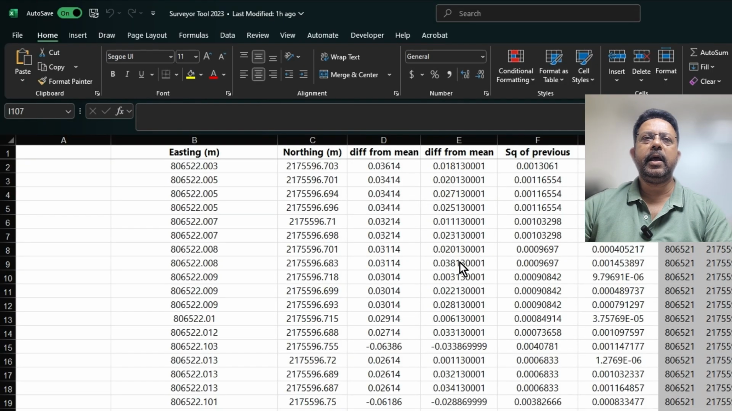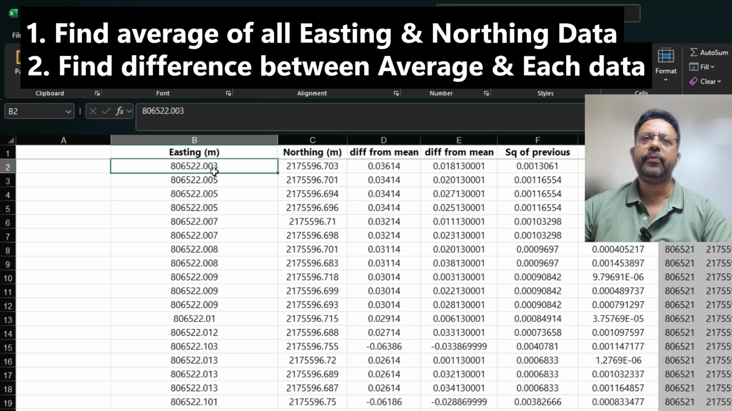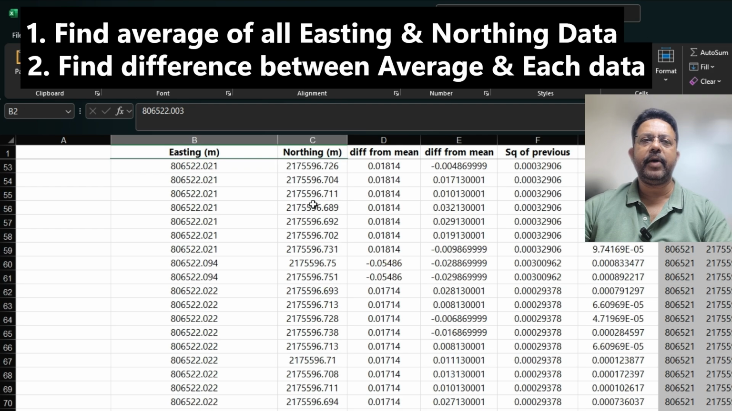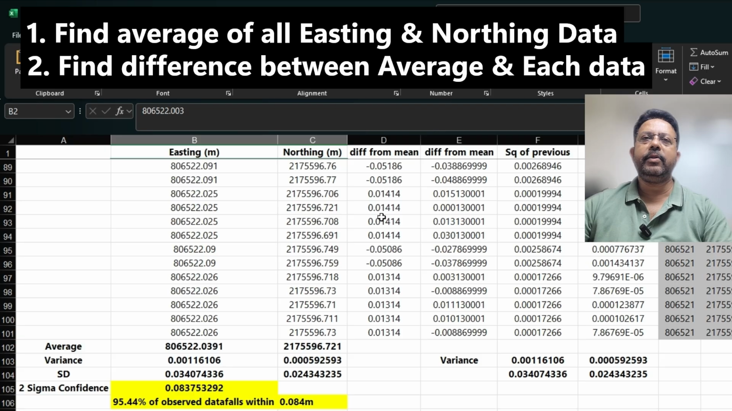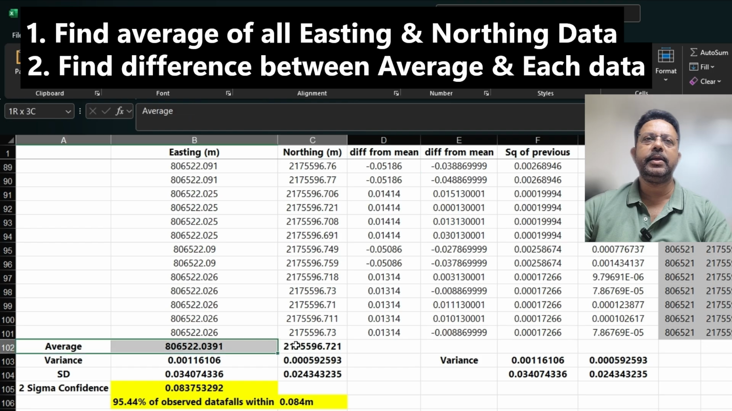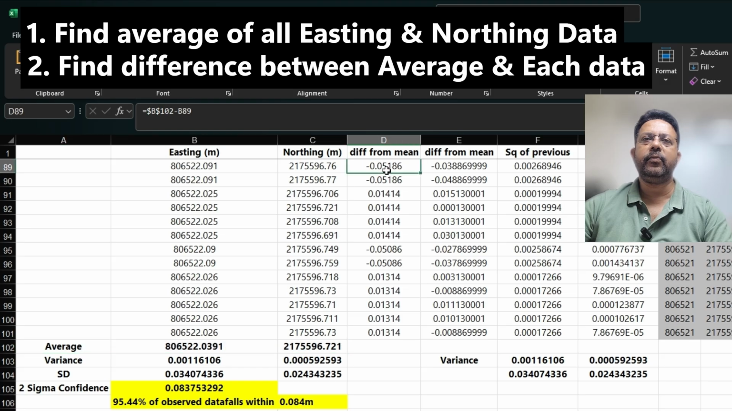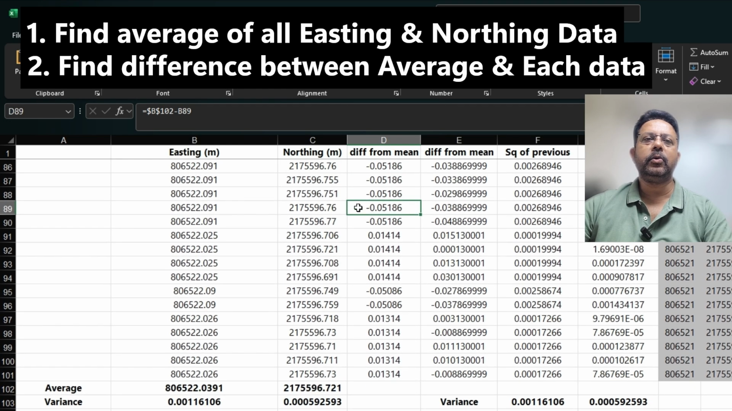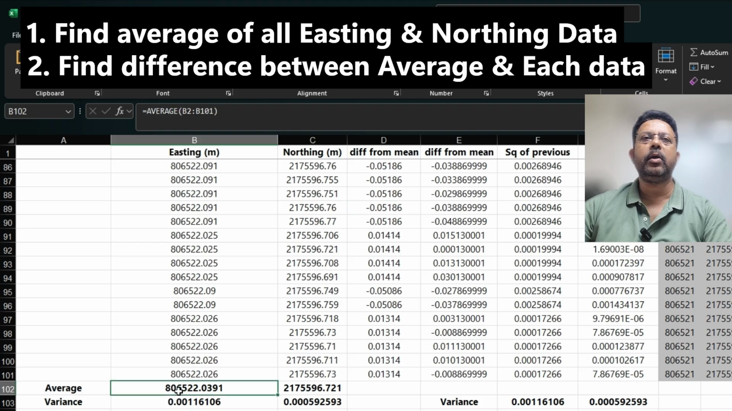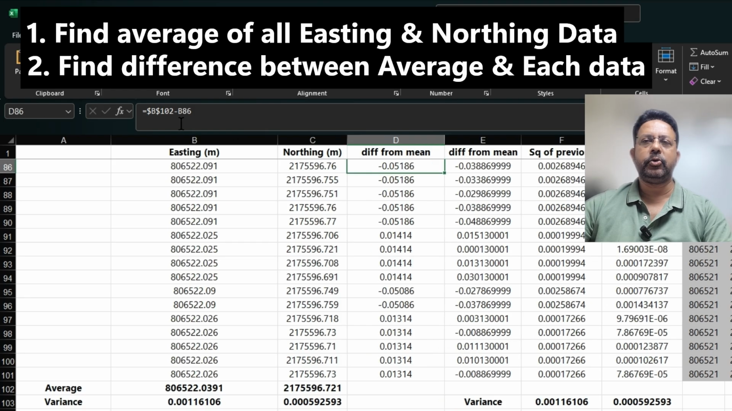Let me show you on an Excel sheet how to do that. So here I have 50 sets of data, easting and northing. And the first thing that I want to do is to find the difference from the mean. So I take the mean value, I take the average value of it, and then I find the difference from the mean. Okay, it is as simple as that. Difference from the mean is this value for the easting and this value for the northing. So the average value minus that particular value, and I find the difference from the mean for the easting and the difference from the mean for the northing.